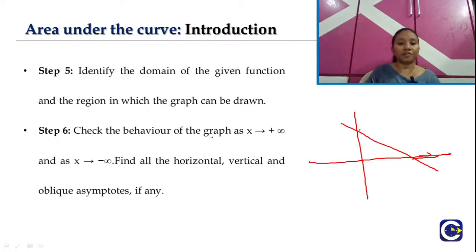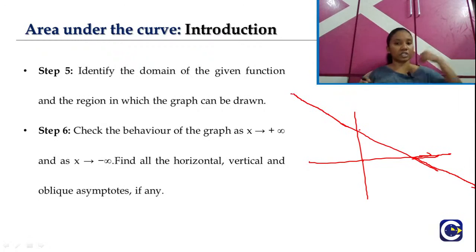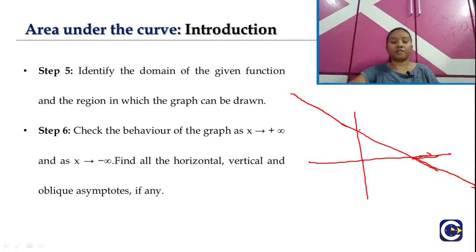And check the behavior of the graph as x tends to plus infinity and minus infinity. So we can check the graph behavior: if it is going to plus infinity, how will it be when it goes to minus infinity. For this itself, going to plus infinity means it will go like this, while going to minus infinity it will go something like this. So this is how the behavior will be for any graph. It depends upon the curve, so we can predict the behavior by looking at the graph.